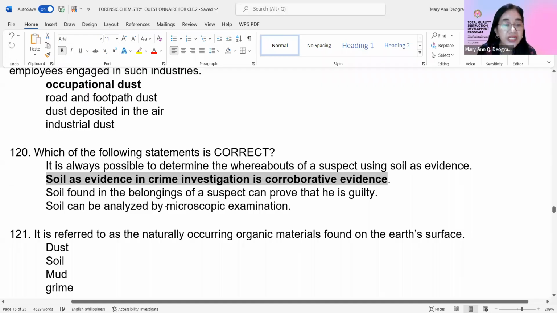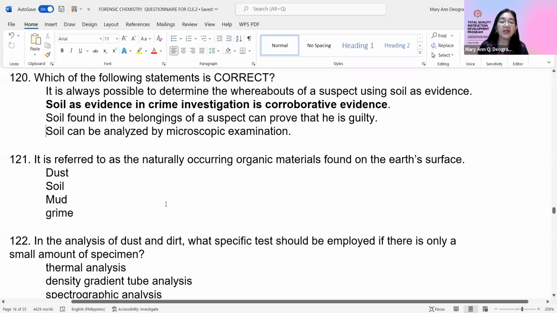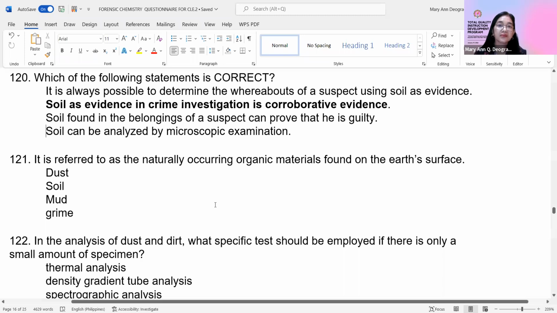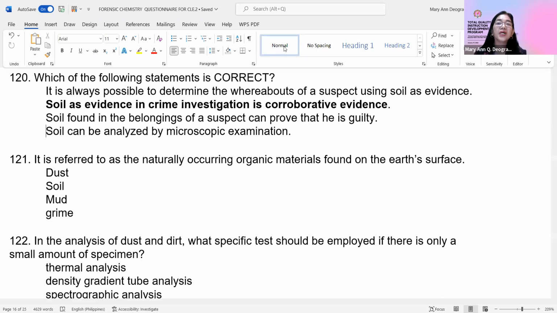It is referred to as the naturally occurring organic materials found in the earth's surface. Soil, dust, mud, grime. Anong sagot? It's... Okay, letter B.